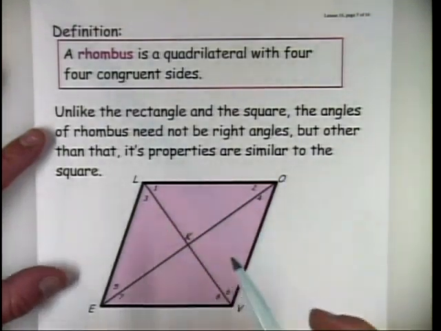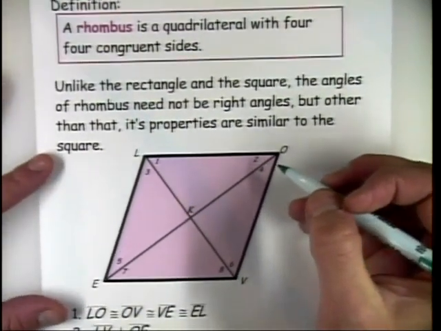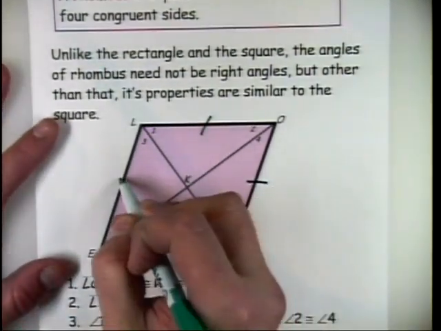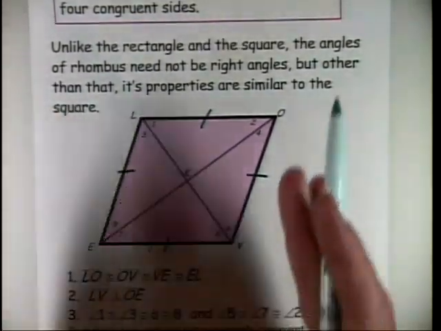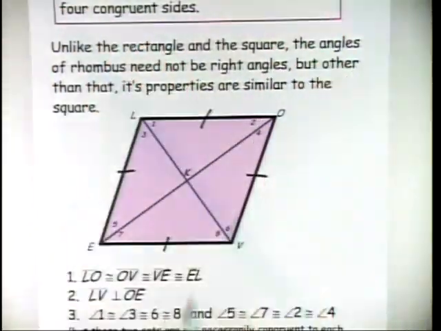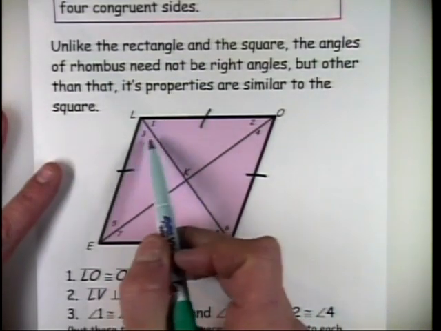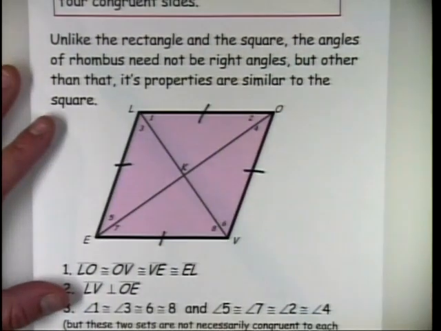Okay, but other than that, the properties of a rhombus are very similar to the square because it has 4 congruent sides, which means that this side is congruent to this side, is congruent to that side, is congruent to that side. But notice how this kind of rhombus looks like it's a square that has kind of fallen over, like a poorly built shed that's leaning. Okay, the angle up here is no longer a right angle. That's why it's a rhombus. But it still has 4 congruent sides.